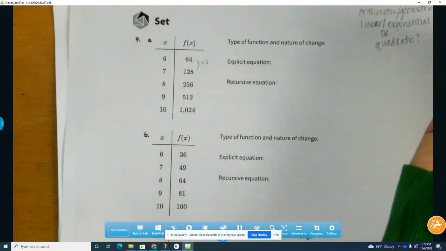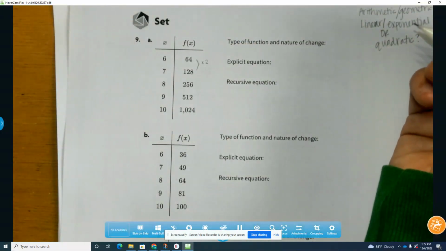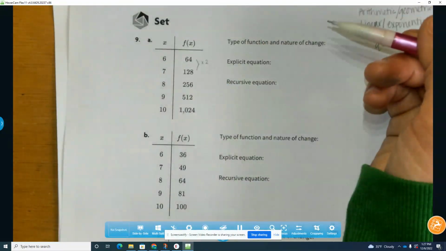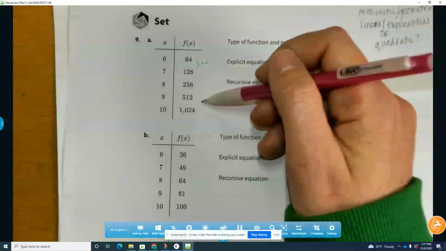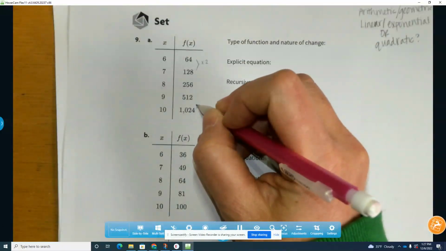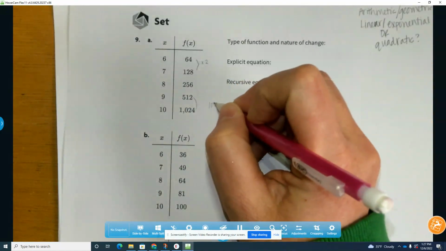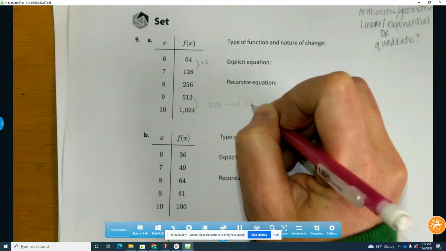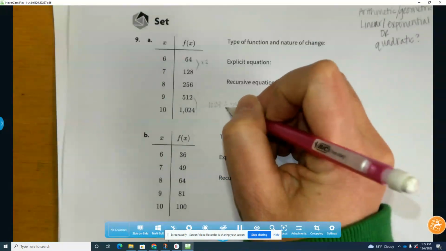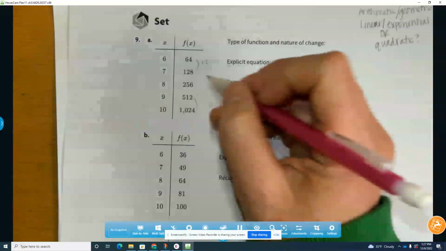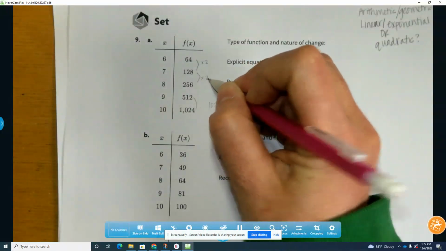So can we multiply by 2? And if that doesn't work, we can maybe try multiplying by 3. If you're checking to see if something has a multiplier, you can always just pick 2 numbers and divide them. And that will give you a multiplier if there is one. And it looks like it is 2. And we can check that as we go down.